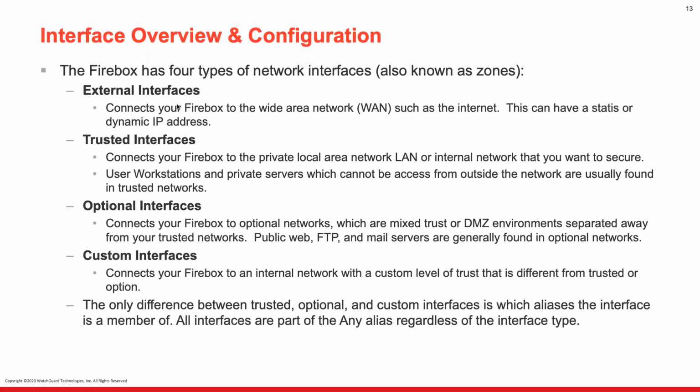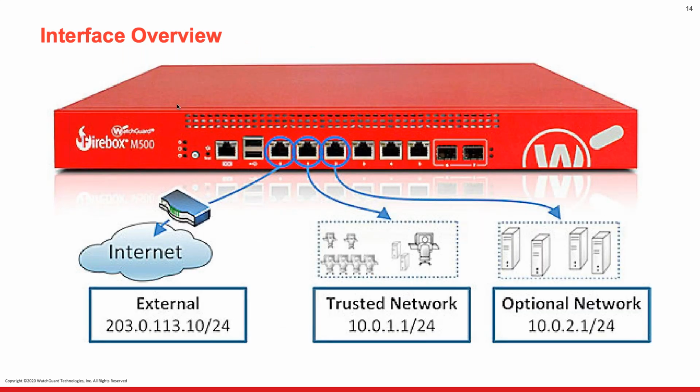With that being said, the only difference between trusted, optional, and custom interfaces is which aliases the interface is a member of. All interfaces are part of any alias regardless of the interface type. Now, this will give you a picture here. As we look at the interface overview, typically your internet connection is going to be on port 0, or your leftmost port, and then your trusted is going to be on port 1 here.